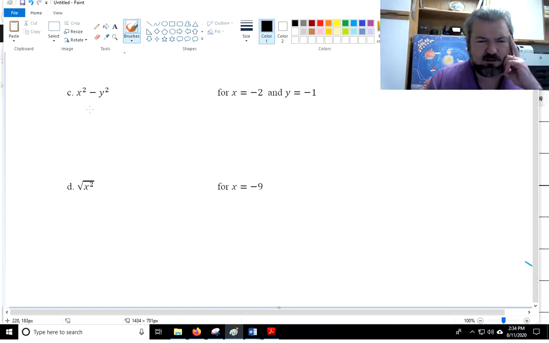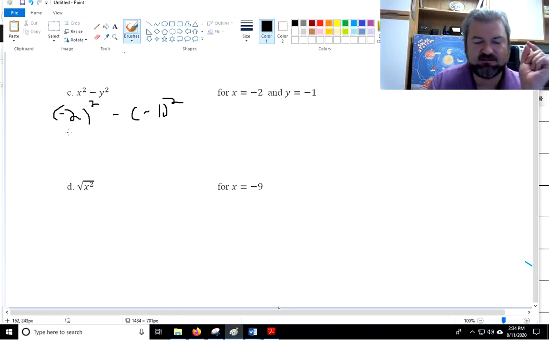All right, x squared minus y squared for x equals negative 2 and y equals negative 1. So again, we're going to plug in parentheses because we're dealing with squares and negatives. So we've got to be careful. That's kind of the theme of today. All right, negative 2 squared. The negative is in parentheses, so it becomes a 4. Negative 1 squared becomes a 1. But there's still that minus out in front, so the answer becomes a 3.